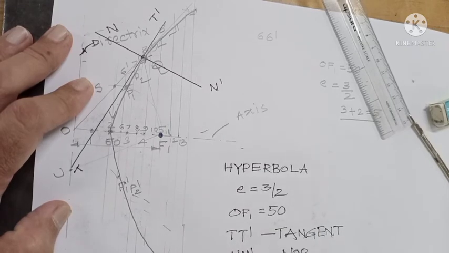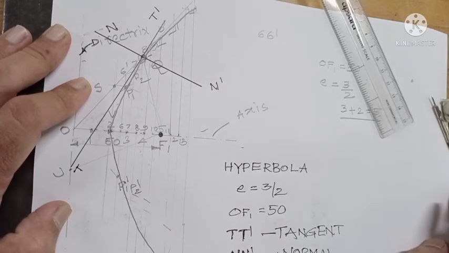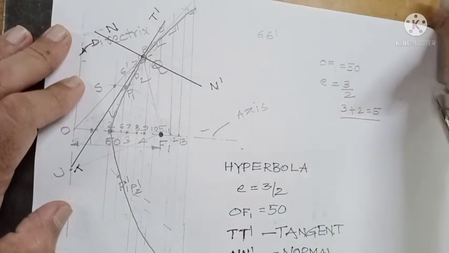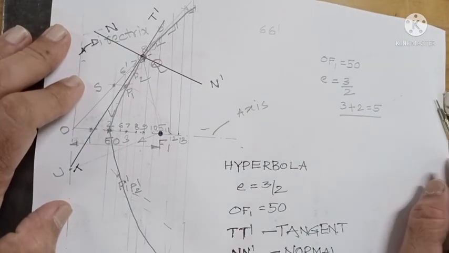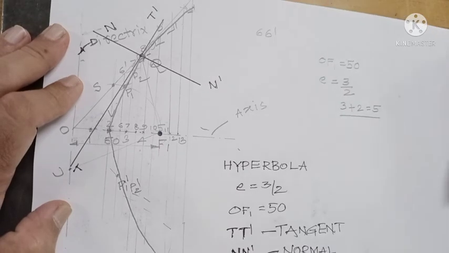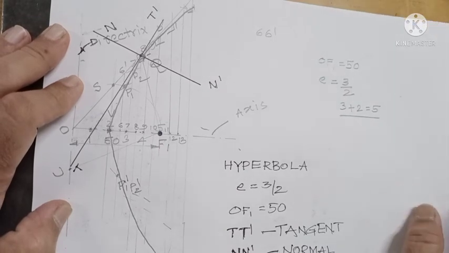N dash normal. This is how you have to do it. N dash normal. See here, T dash tangent, N dash normal. Right? This is the tangent. Write with an HB pencil very neatly, no problem. This is how you have to do it. So if you do it very neatly like this, you can get very good marks. Right? All of you complete it and try to submit in time.